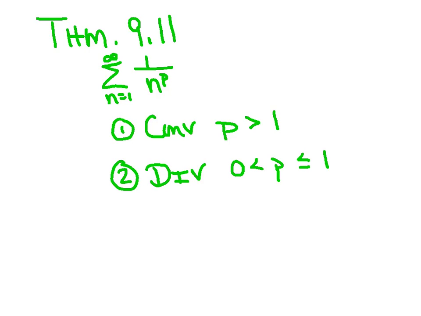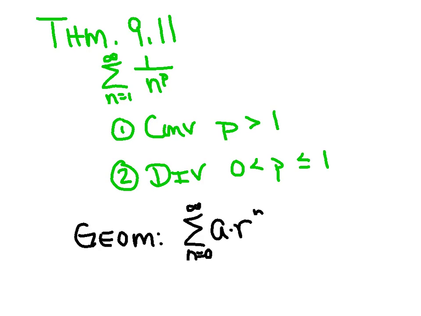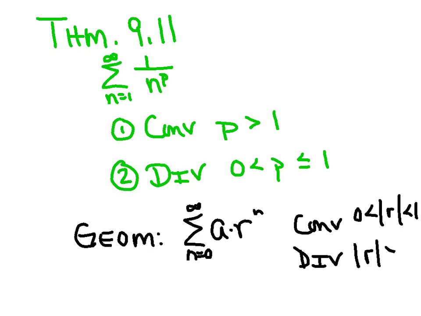Now, this seems so simple. Where we might get confused, hopefully not, is with the geometric series. Just remind yourself, to compare them side by side, a geometric series starts at 0, and we've got a times r raised to the nth power. We said in order for this to converge, we wanted the absolute value of r to fall between 0 and 1. And it's going to diverge if the absolute value of r is greater than or equal to 1.